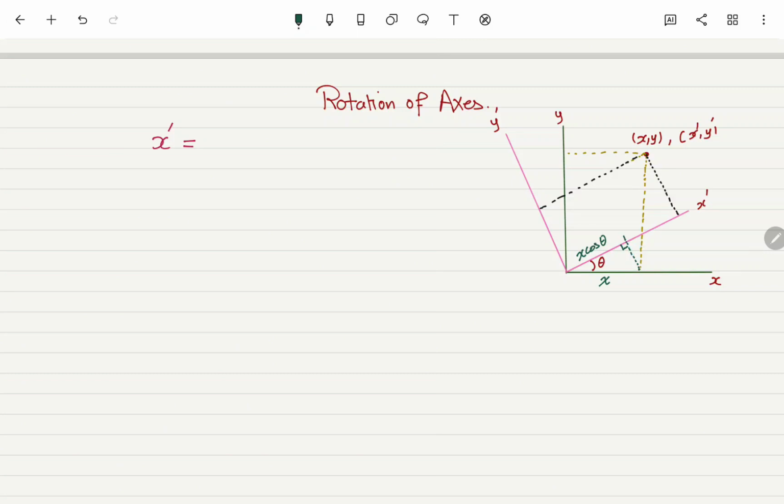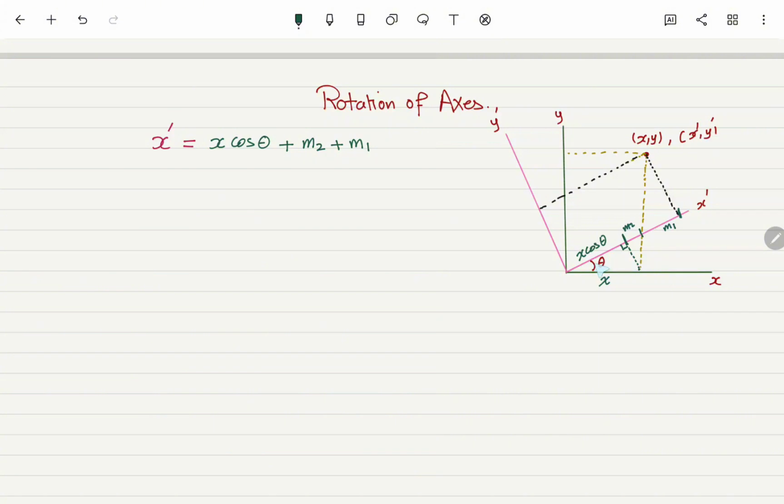If we rename this part, just from here to here, as m2, and we rename also this part from this point to this point as m1, in this case x prime is equal to x cosine theta, this one here, plus m2 plus m1. So x prime equal to x cosine theta plus m2 plus m1.